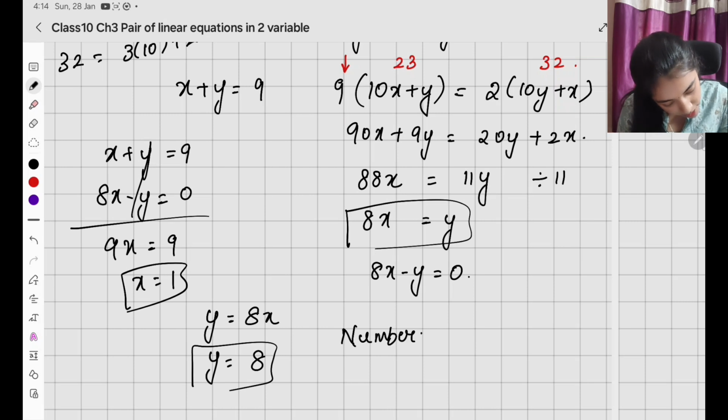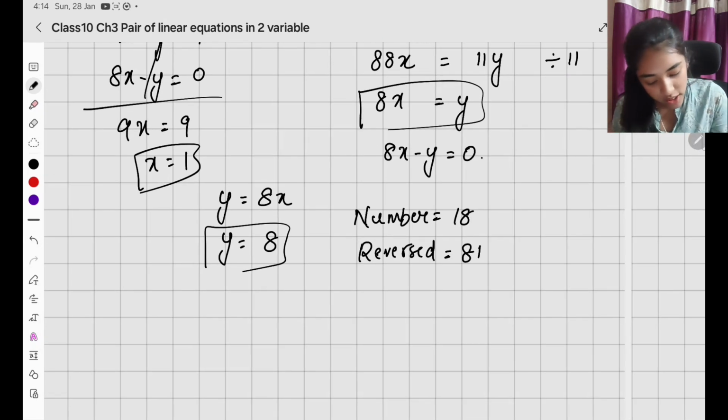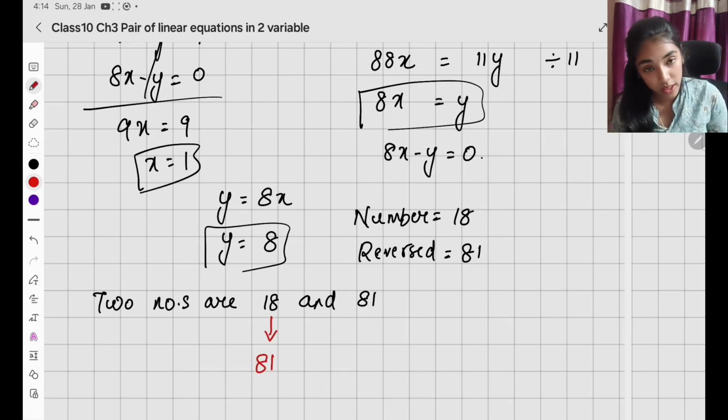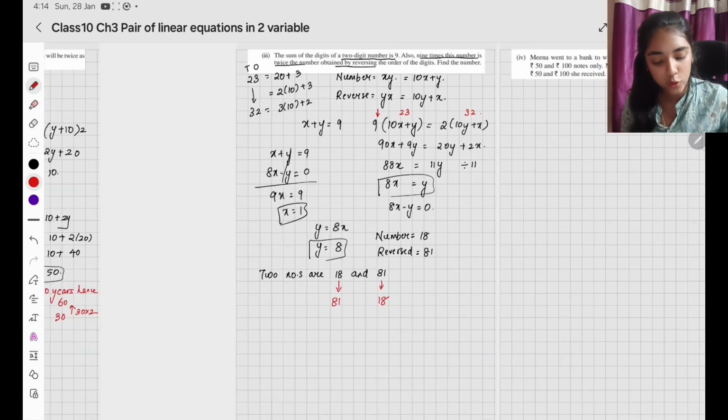So the number is going to be 18 and the reversed number is going to be 81. So what are the two numbers? The two numbers are 18 and 81. Why are there two numbers? Because 18 when reversed gives 81, and if the number was 81, when we reverse 81 we get 18. So we have two different possibilities.